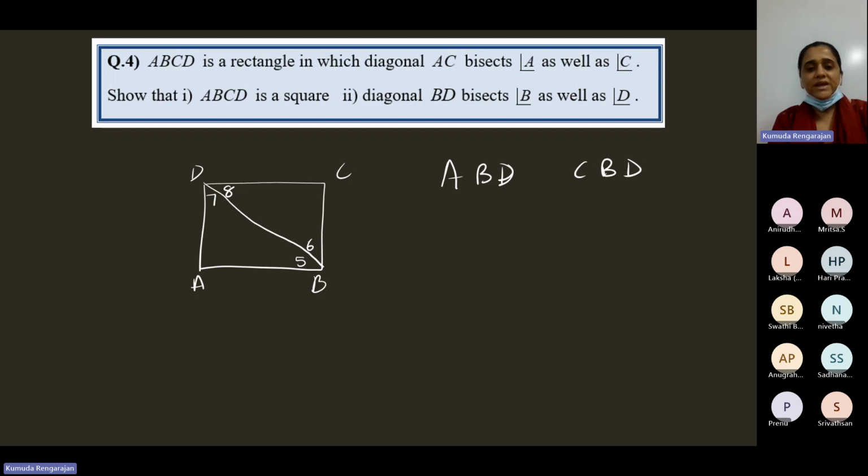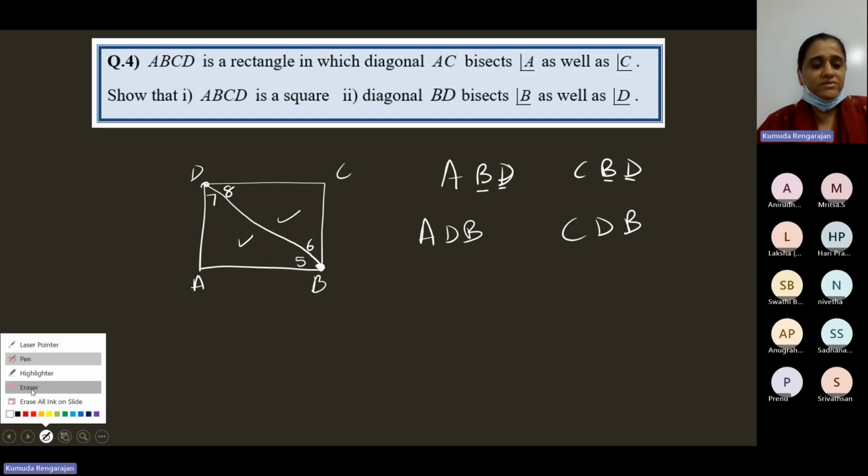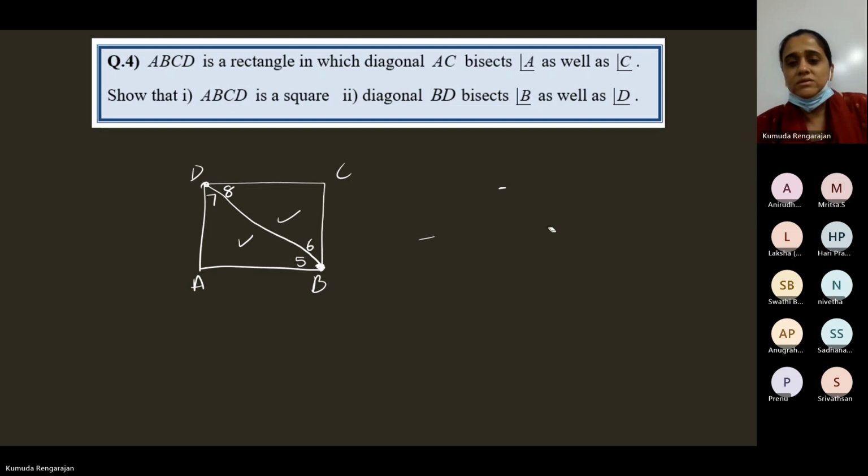So if you prove that ABD is congruent to CBD, you should match vertex B and vertex D. Vertex B and D must fall in the same places. Or you should prove that ADB is congruent to CDB. These two triangles have two common points, right? B and D. A and C are different. B and D are common. Those common vertices must be in the same places in both. That's all it is.